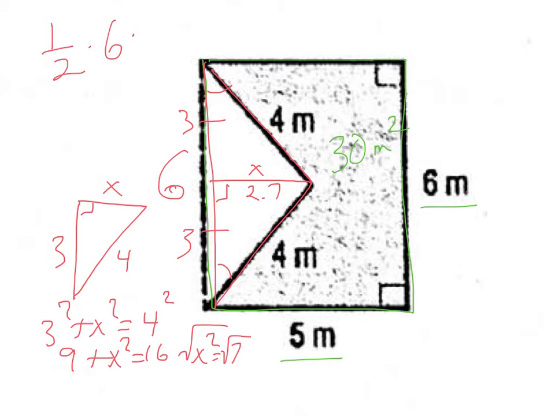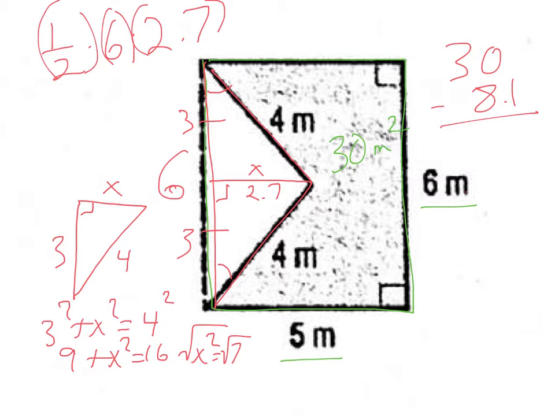So now we use 2.7 as the height. So 1/2 times 6 times 2.7. You should get an area of 8.1. Now remember, that's the triangle that's unshaded. So we take the rectangle, which was 30, subtract 8.1, the triangle, and get 21.9 meters squared. That's the area of the shaded section. Okay, those are all the notes for this.